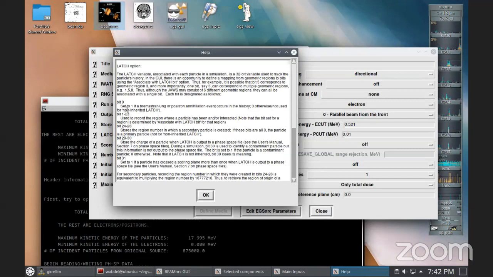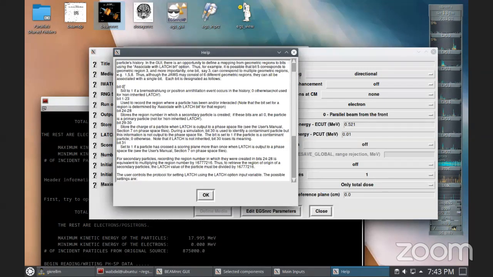Bit 1 is set to 1 if a Brahmin triangle post-annihilation event occurs. If we look at the latches, we could see at the beginning there were a few that were already turned on, 1, 1, 0, something like that. So the first one is set to one if a Brahmin triangle of positive annihilation event occurs in the history, 0 otherwise. Not used for non-inherent latch.